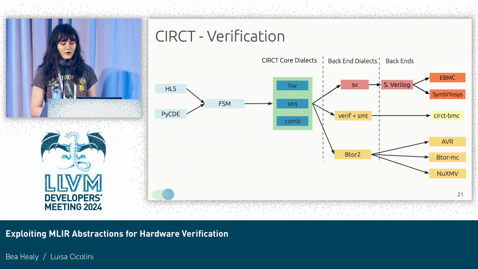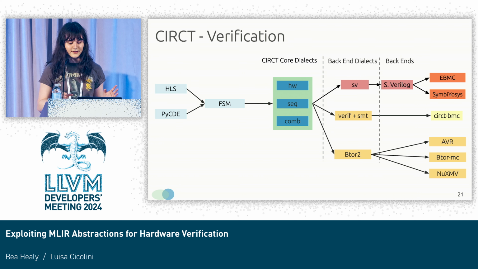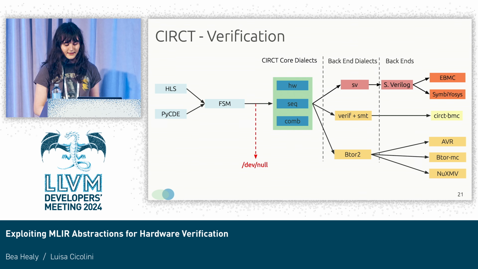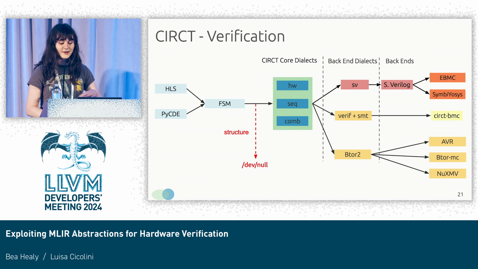The problem is if you've got some high-level dialect. So say that you've got this FSM dialect, which represents finite state machines, and that could come from high-level synthesis or come from our Python front end. And you can still go through that flow. The problem is that the FSM dialect has a load of really nice structure that's really helpful for verification. And when you do this lowering down to the core dialects, something's got to go in the bin. And in this case, it's the structure. You're getting rid of that structure, and that structure is really valuable.